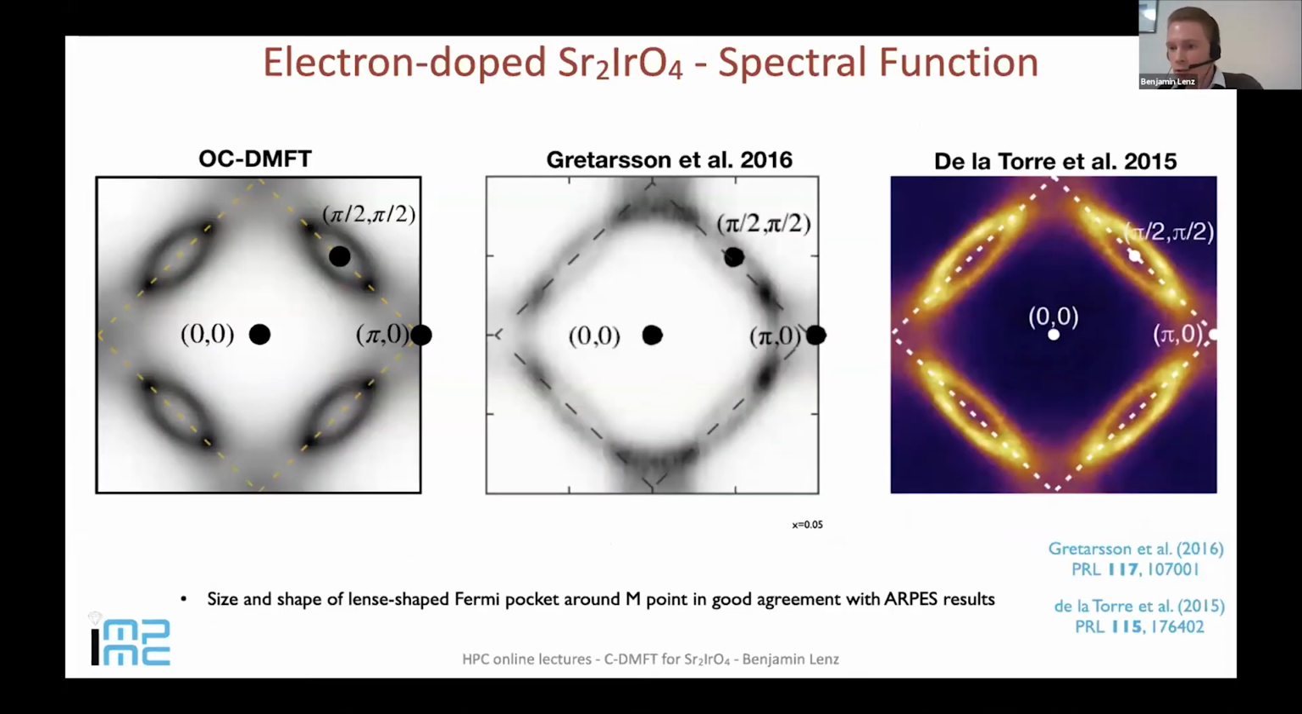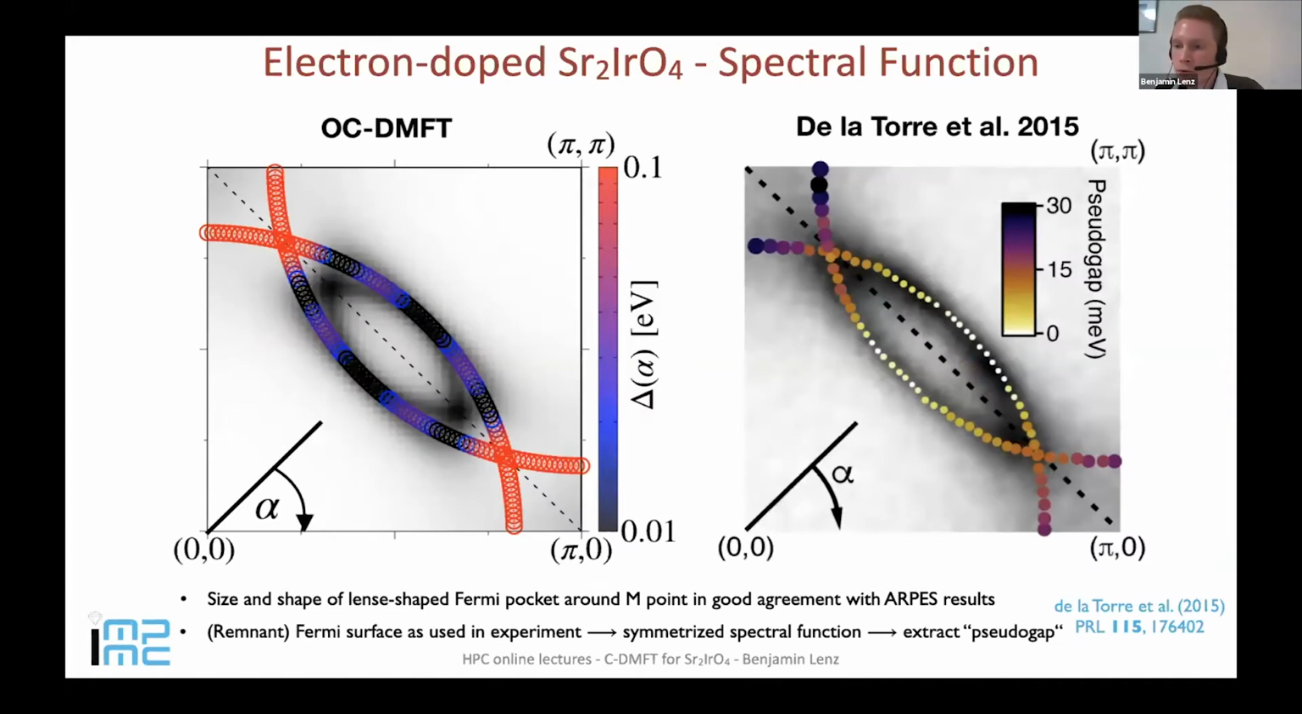On the right, I have once again ARPES results, so experimental measurements, and on the left, I show the result of our calculation. Once again, we capture the main features, which are these lentil-shaped pockets around the M point, around the (π/2, π/2) point. We can go even one step further and investigate pseudogap-like features of the spectral function.